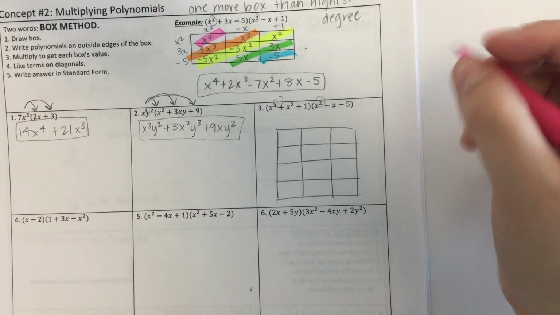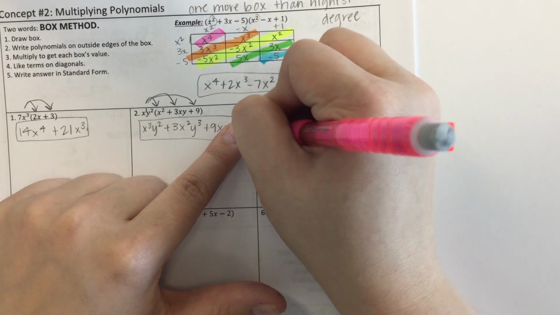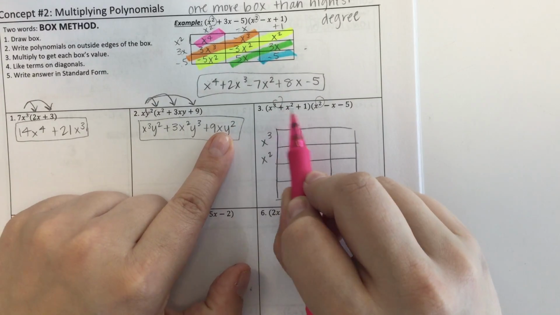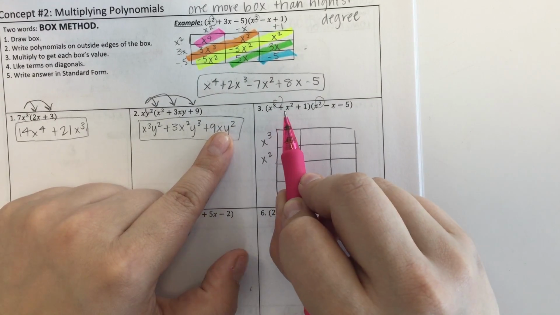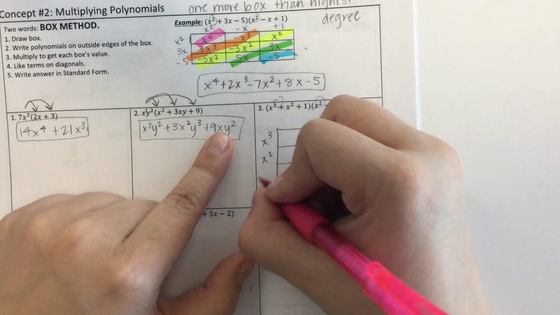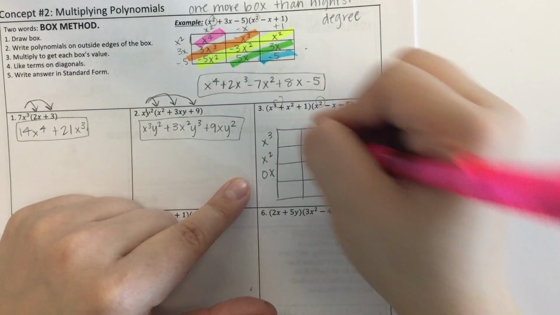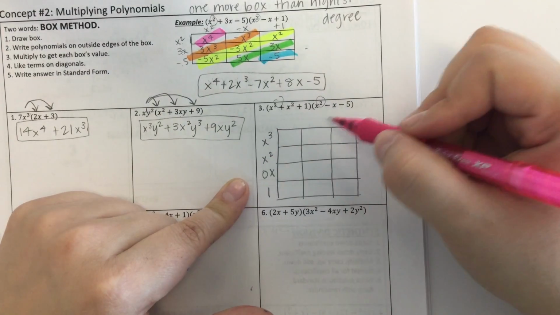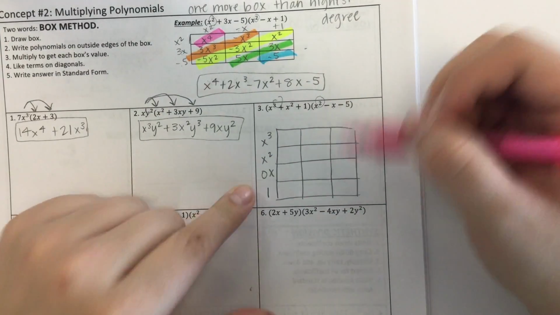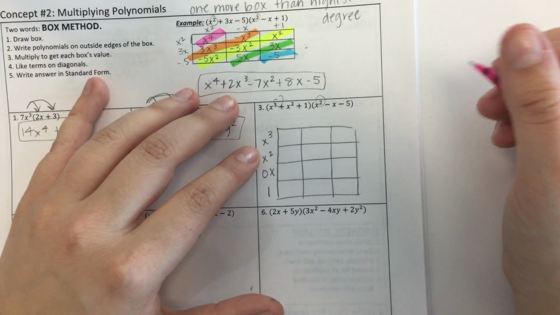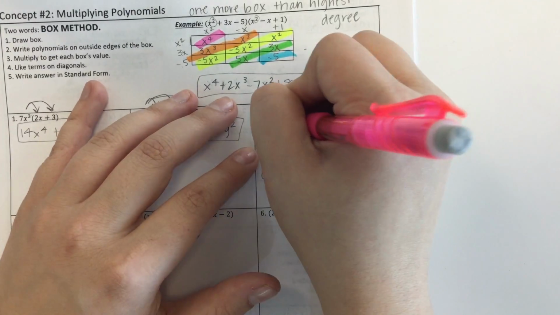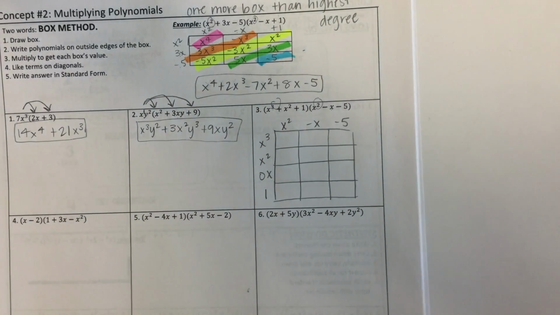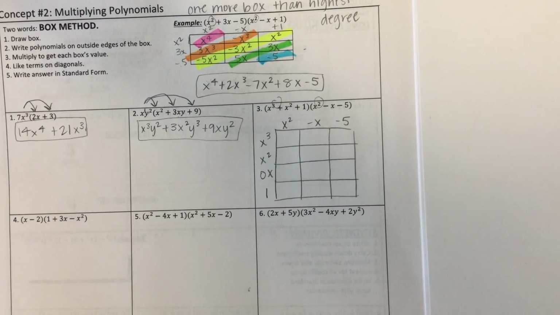Okay. So on this one I'm going to have x cubed, x squared. There is no x term in this one. They go straight from x squared to 1. So we're going to put 0x because there is no x. And then 1. And the whole reason we do this is this makes adding along the diagonals much easier. We don't have to skip anything and figure it out. Okay. So then on the top we have x squared minus x minus 5. Alright, and then we just multiply.